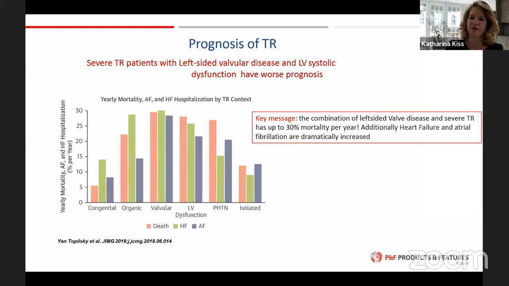And I have to say, from the patients we are screening for TricValve, we can see that many of them, almost more than 50%, had left-sided valve surgery. So this is also a patient group that has to be monitored. Also patients with impaired left ventricular function, they really need our attention.